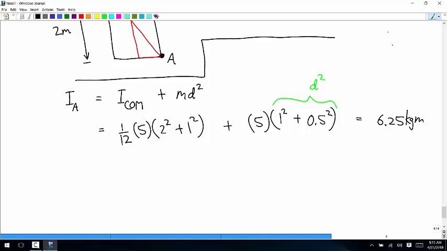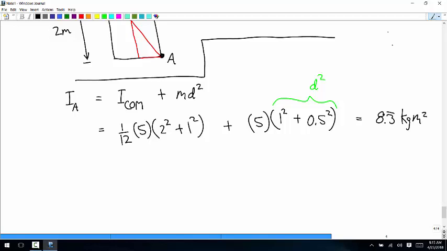It's 8.3 repeating kilogram meters squared.